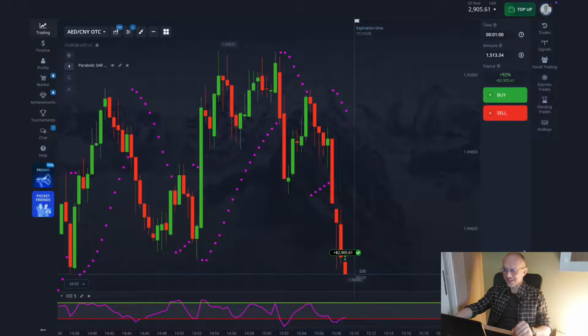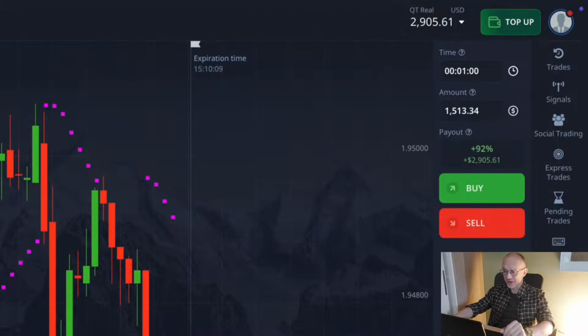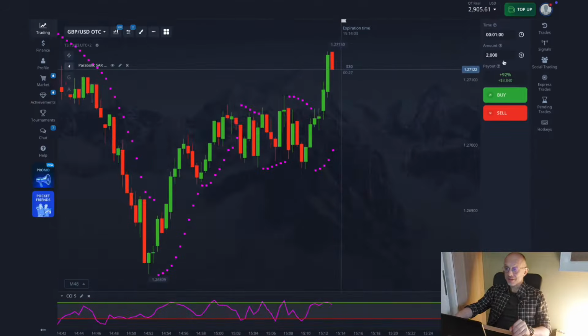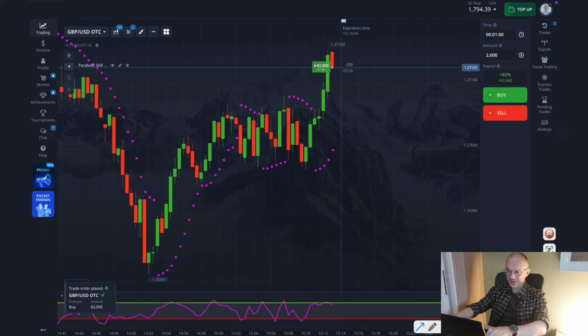An excellent result. I'm getting $1,392 in profit. So let's move on. I'm getting a signal to go short. I'm setting the timer for 2 minutes and opening a trade for $2,000.